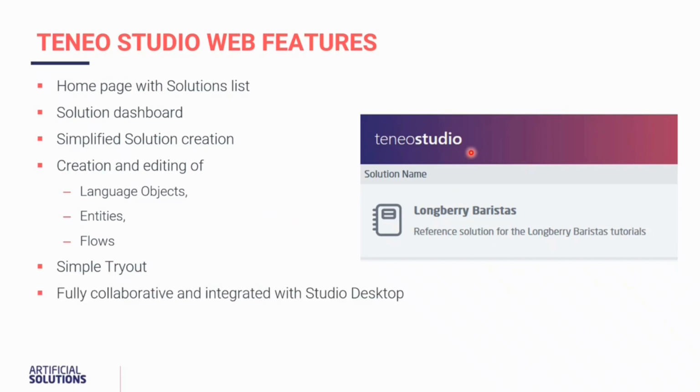And then of course, everything is fully collaborative and integrated with the Studio desktop, right? So you can actually work while one of you on the team can be working on the web, while somebody else is working on the desktop. You will all be working into the same backend. So whatever one does is reflected for the other. Locking of elements, etc., is also implemented. Okay, so these are the features that have been implemented right now on the web version of Teneo Studio.